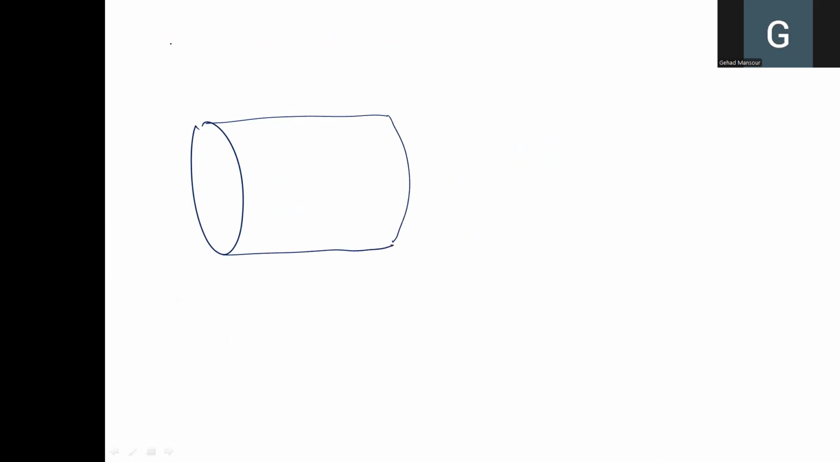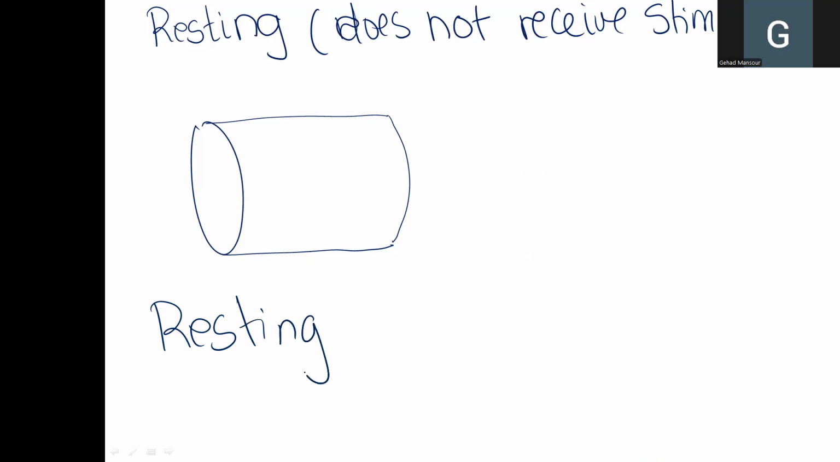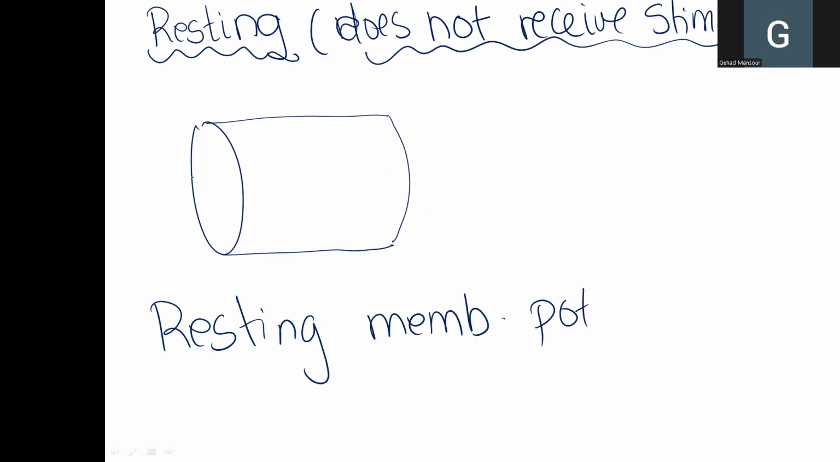Under normal conditions, when the cell membrane, for example, the cell membrane of the myocardial muscle is resting, it means that it does not receive stimulation. Resting means that it does not receive stimulation. And that's why we call it resting membrane potential. So when can we see or measure a resting membrane potential? We can measure it when the cell is resting, when the cell does not receive any external stimulation.